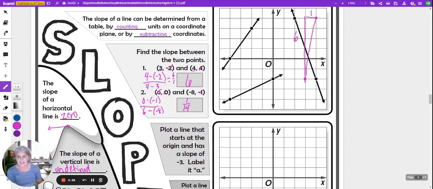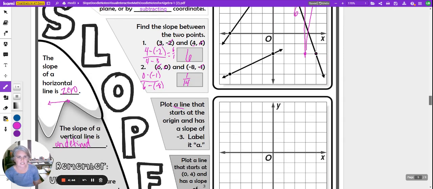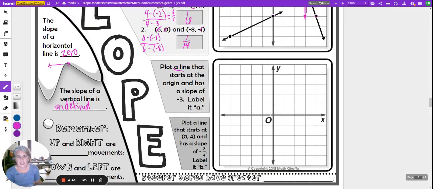All right, so plot a line that starts at the origin and has a slope of -3 and label it A. So let's look at this. Starts at the origin. Well, right here's my origin. Has a slope of -3. So if we make it a rise over run, that means -3 over 1. So we go down 1, 2, 3. That's going down -3 over 1, and we're going to label this A, it says. So here is line A.